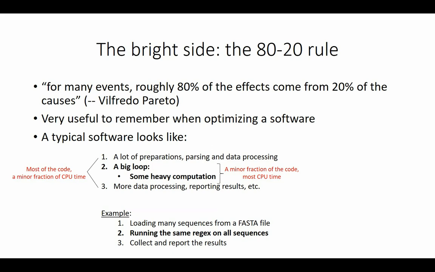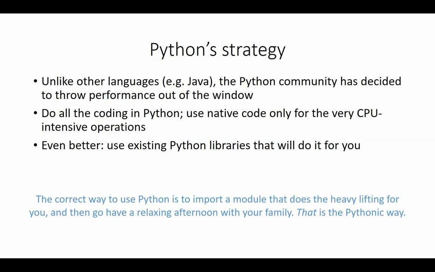Now, the nice thing about it is that sections 1 and 3 will be most of the code that you write. But in terms of CPU time, they will be quite negligible, and you won't have to worry about them. Whereas the second part will very often be a very small portion of the code, but that will be the part that does most of the heavy lifting. And that's the part you will have to focus on when you try to optimize the code. And that's very good news for us.